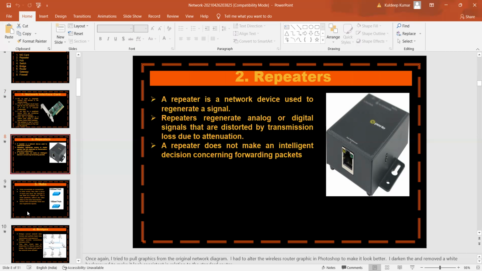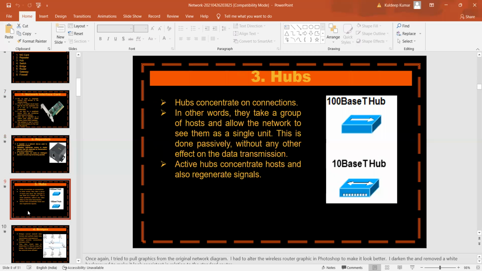The third networking device is hub. A hub is basically a center point, or you can say a host, that allows the network to see them as a single unit. Many devices are connected to one hub. As you can see in the diagram, 100 base T hub, 10 base T hub means 100 devices are connected to one hub, and 10 devices are connected to one hub. Hub is a central point of the network.